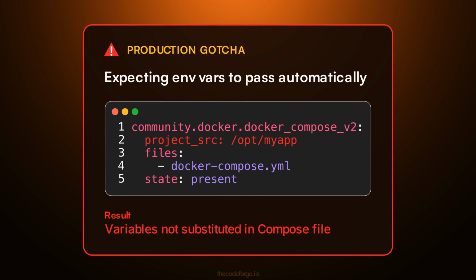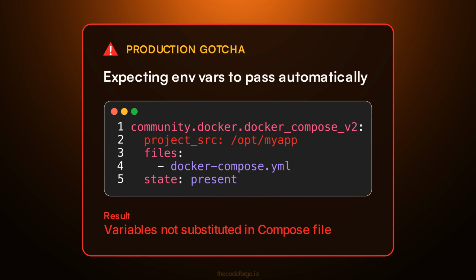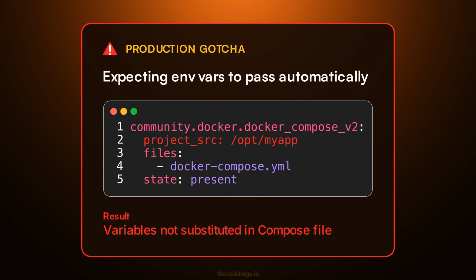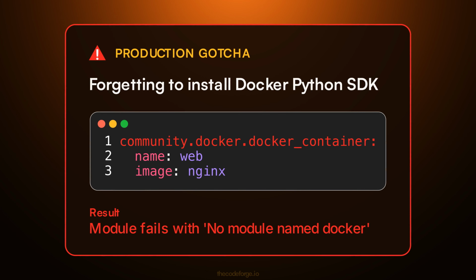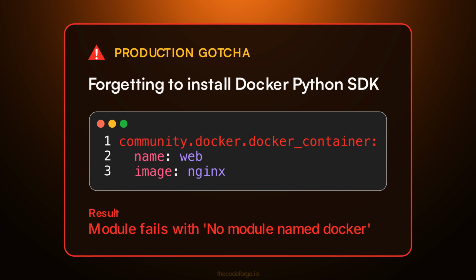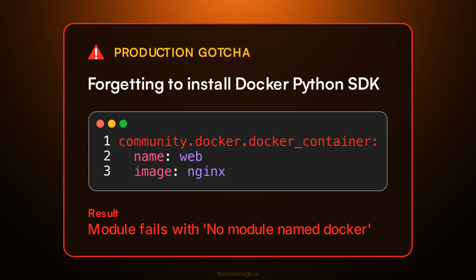When using Docker Compose v2, environment variables from Ansible are not automatically passed to the Compose file. You must set them explicitly using the environment parameter of the task or use Ansible templates to render the Compose file before deploying. If the Docker Python software development kit is not installed on the target host, the Docker Container module will fail with "No module named docker". Always include a pip task to install the software development kit after installing Docker itself.